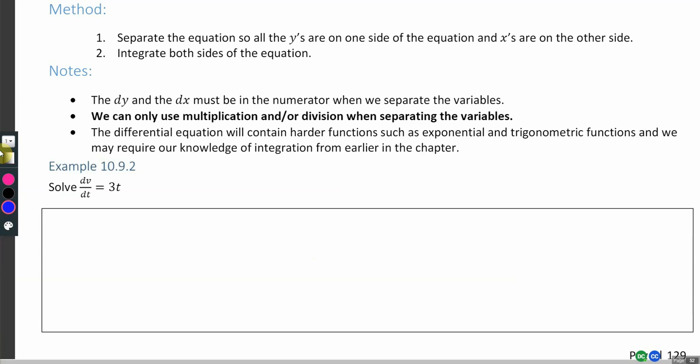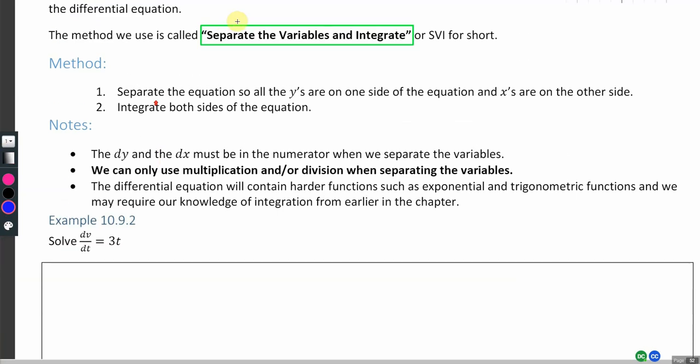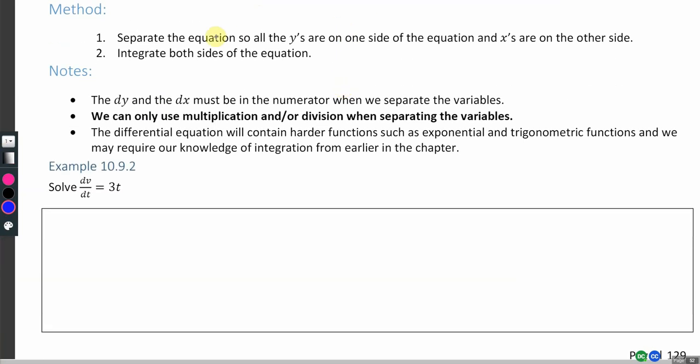So I'm using the method of separate the variables and integrate. And the method is to separate the equation so all the y's are on one side and the x's are on the other side. Of course, it doesn't have to be x and y. In this equation, we've got v and t. In the notes, the second important point was that we can only use multiplication and or division when separating the variables. So here, just one step will get me there.